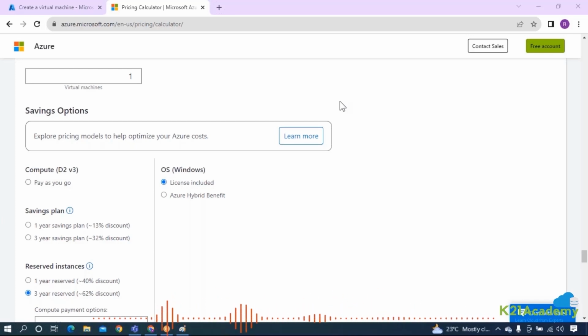But that is a per user license. That is not your OS license. Because that's a SaaS-based model, software as a service. The OS is part of your platform. Okay, always remember. Okay, guys.